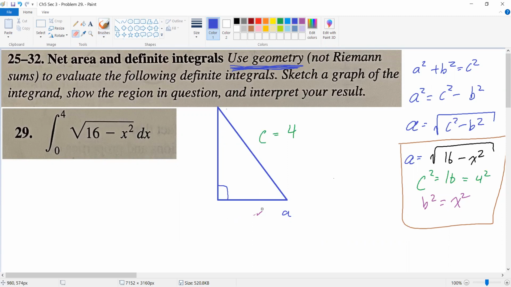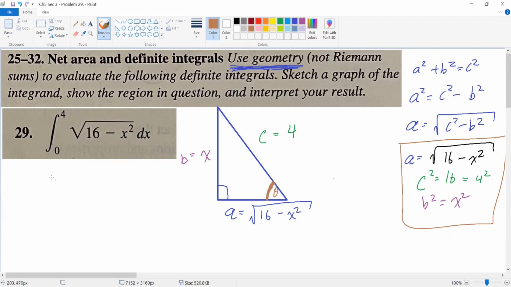So I'm going to set it up in a fashion where a is the base. So a is equal to the square root of 16 minus x squared. And I'm just going to let the height, or b value, be equal to x. Okay, so now I want to use sine and cosine somehow. So I'm just going to pick this angle here, the lower right angle, and I'm going to call that theta.